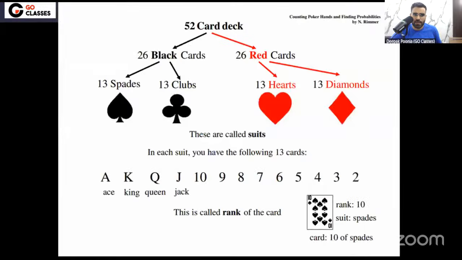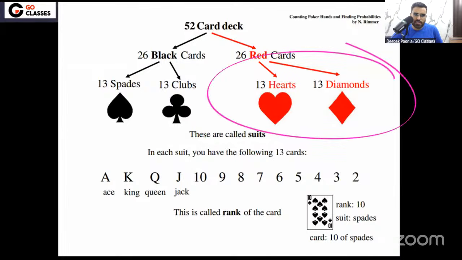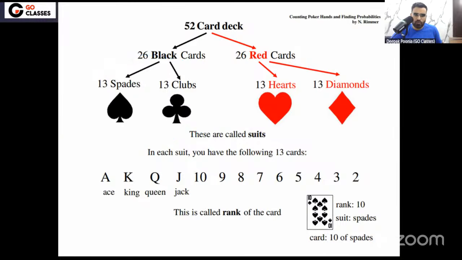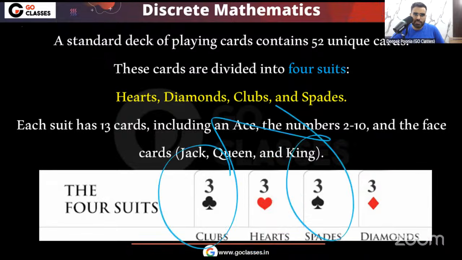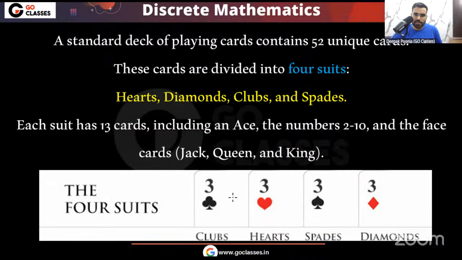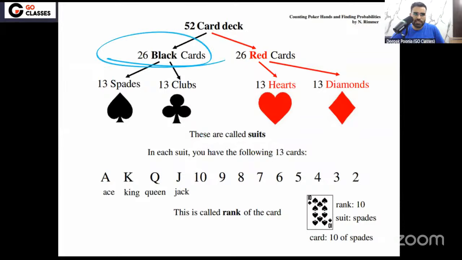Okay, simple. Now you can notice one thing, that the heart and diamond suits are red in color, and the club and spades are black in color. So the heart and diamond, these two suits, are red. Club and spades, these two suits, are black. So I can say there are 26 black cards and 26 red cards.